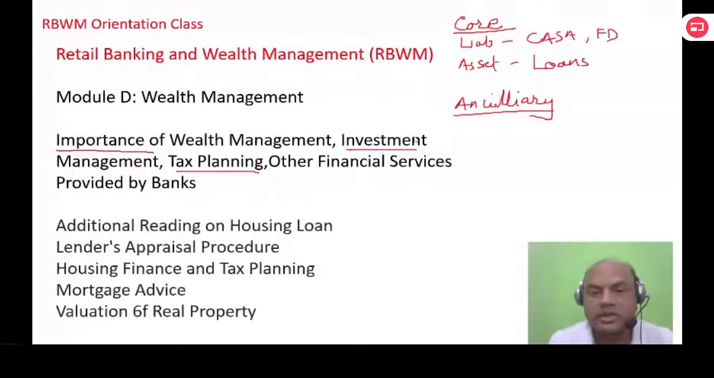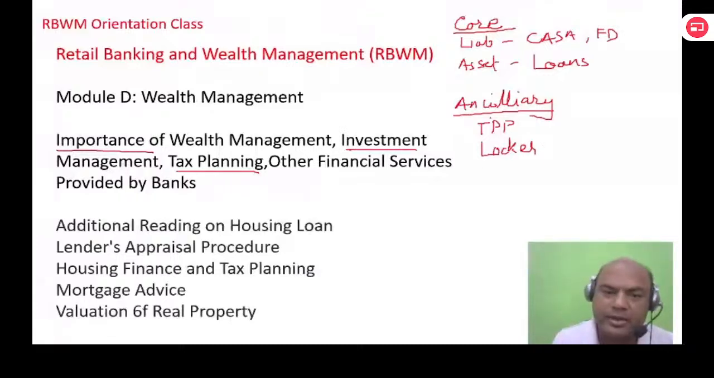What are your core products? Ancillary services. So I'll just type 1 or 2 over here now. That is TPP, we call it, third party products. Then after TPP, you have lockers. Locker is also an ancillary service. There are many others. This was just for the example part.